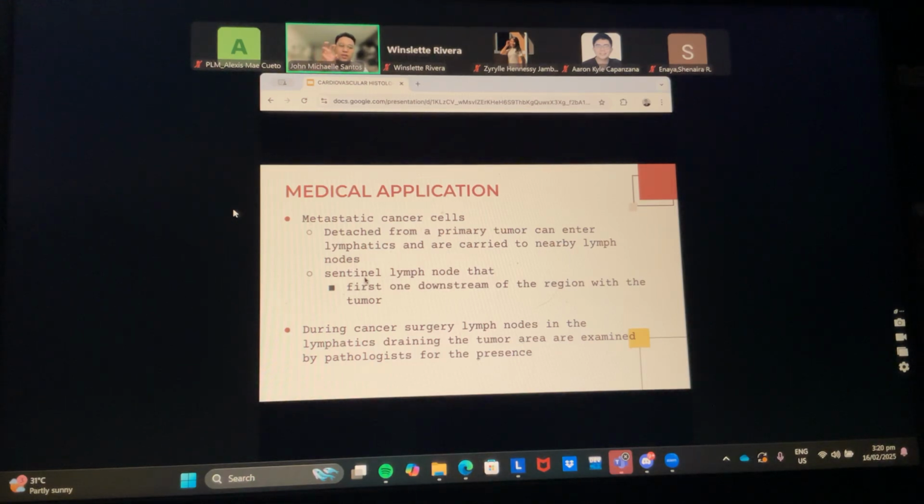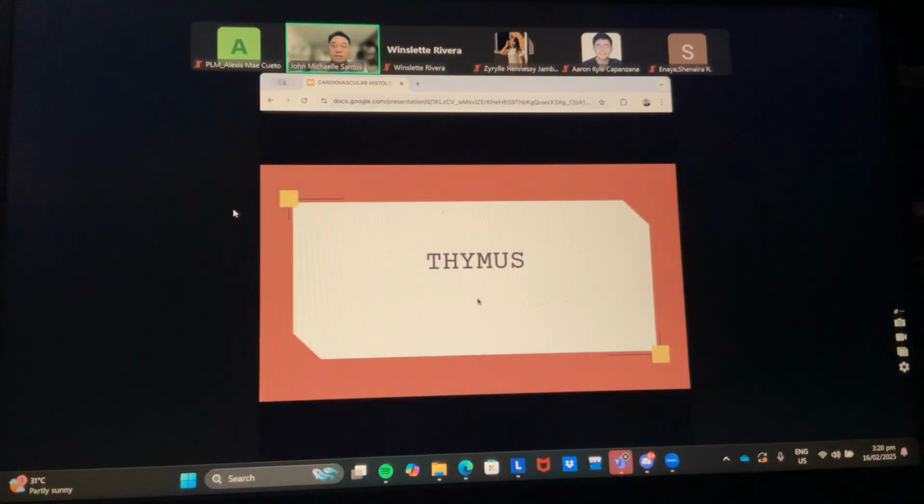So the first lymph node na naaapektuhan ng cancer cells are your sentinel lymph node. Okay, the first one downstream of the region with the tumor. And then during cancer surgery, the lymph nodes in the lymphatics draining the tumor area are examined by pathologists for their presence. So ayun, kapag may tinatanggal na organ, isa sa mga tinitignan din ng pathologist ay binibilang niya yung lymph nodes na nandun, tapos ine-examine niya yan isa-isa. Kasi nga kapag may cancer cells na yon, as I've said, can be a sign na progressive na yung cancer.